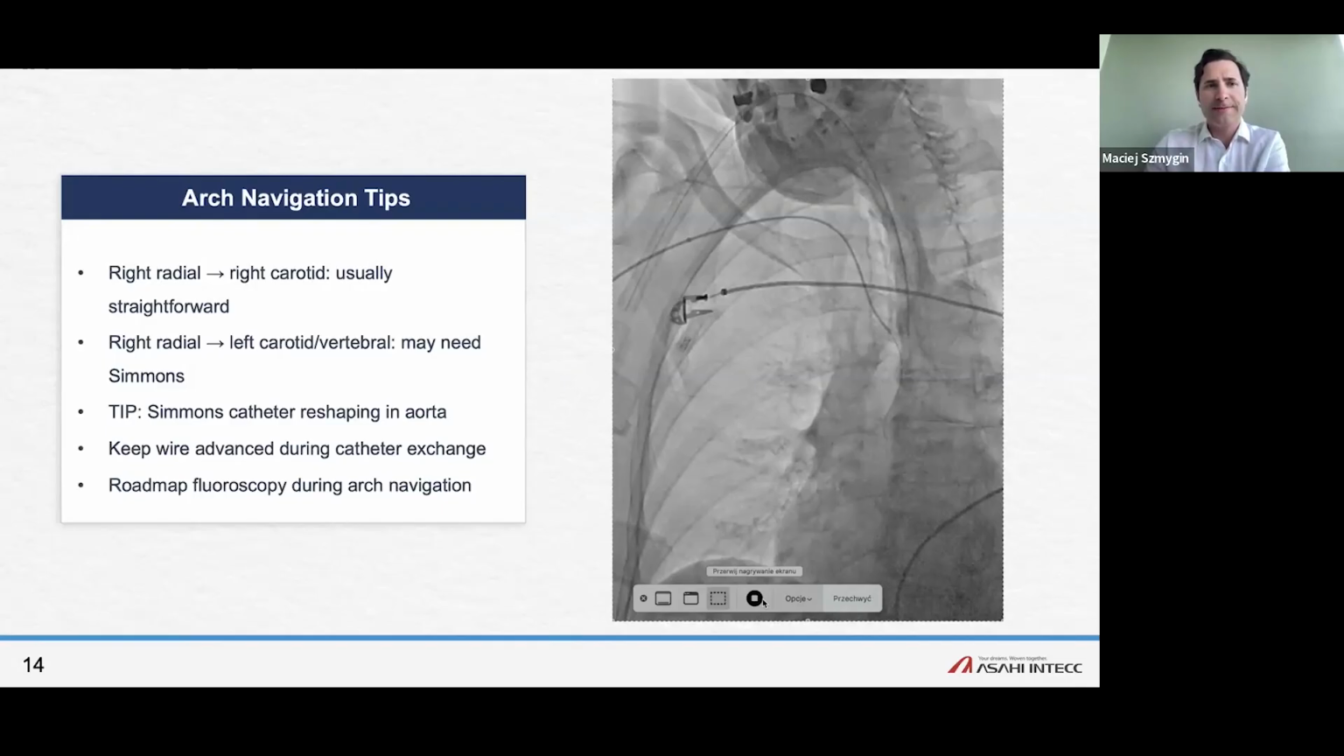Right carotid artery is usually the easiest one, so it's really easy. I will show you the video. Quite often it's quite easy to cannulate. Left carotid may take some time, may take some rotation of the lamp to find it, but again, with Simmons 2, it's quite easy.